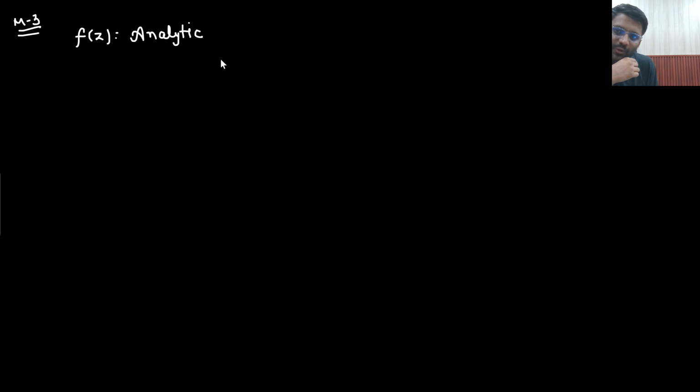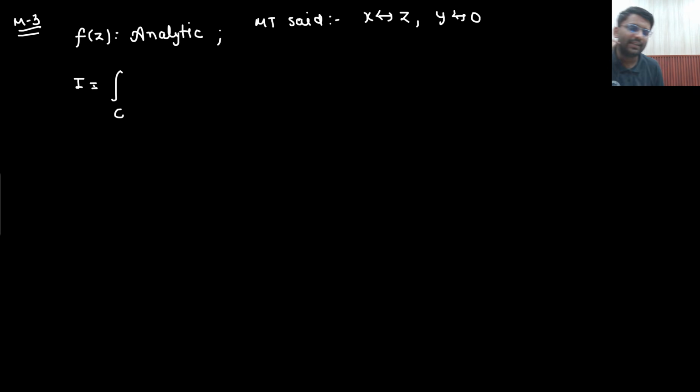Sir, f of z has come out to be analytic, and he has studied a lot. He also remembers what MT, Milne and Thomson, said. What MT said? That your x is z and y is 0. So what was your integral given? Sir, I know that the function is analytic, no?